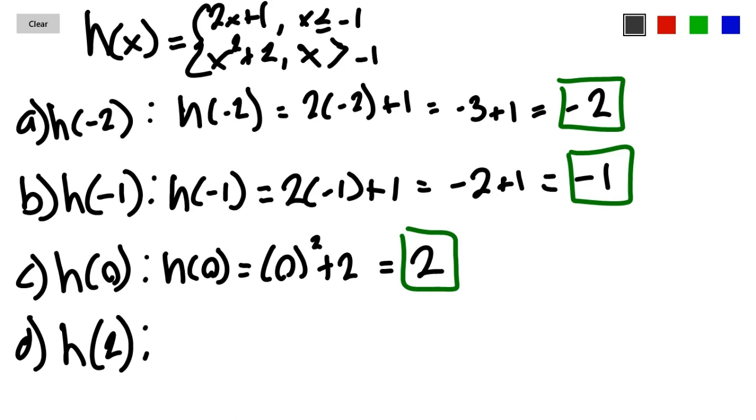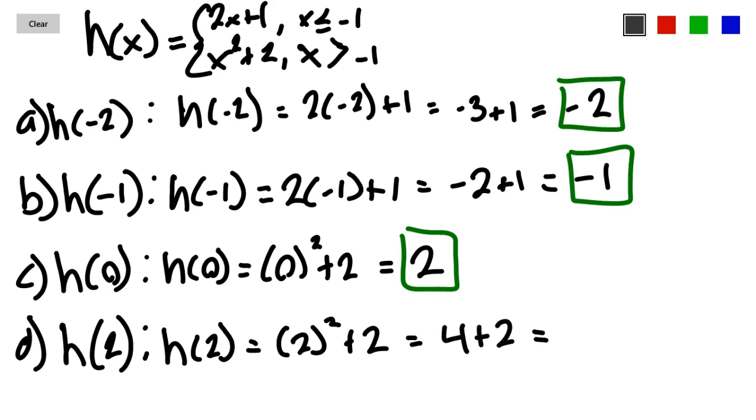And then lastly, for h of 2, again, 2 is greater than negative 1, so I'm going to plug it into the second part of the piecewise function. So I'm going to say h of 2 is equal to 2 squared plus 2. 2 squared gives me 4, and then adding that to 2 gives me 6 for this output.